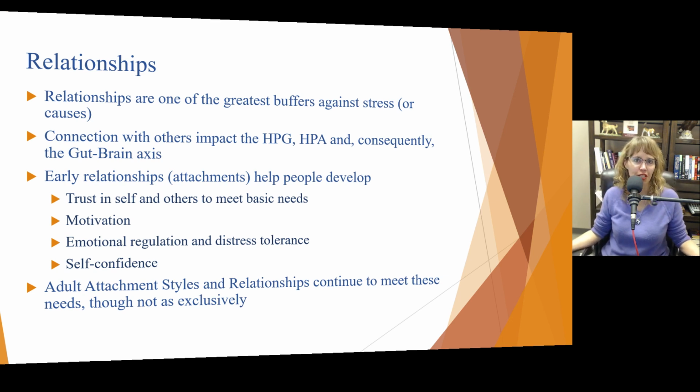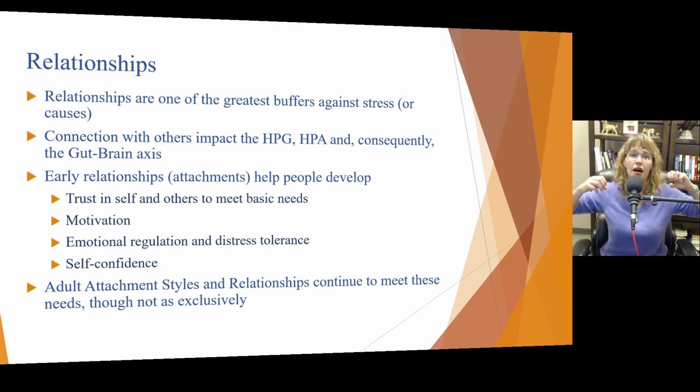Our early relationships, our attachments that we develop with our primary caregivers, help people develop trust in themselves and others that they can get their basic needs met, motivation, skills for emotional regulation and distress tolerance, and self-confidence. So if people don't have healthy early relationships, that healthy primary attachment, they may have a lot of difficulty with trust. So they may never feel safe or rarely feel safe, which contributes to anxiety. They may have difficulty with motivation and emotion regulation and distress tolerance.